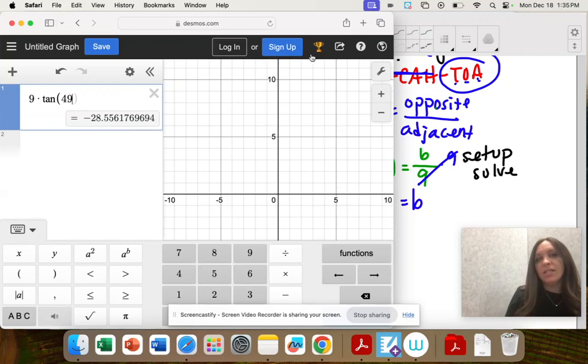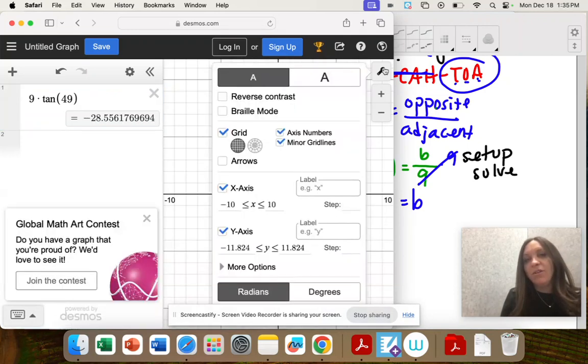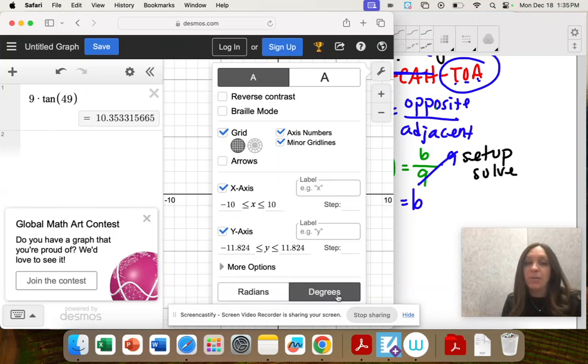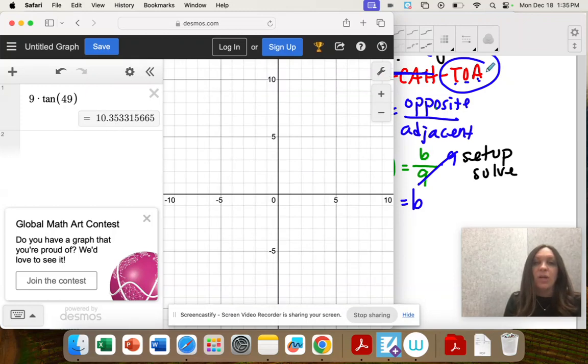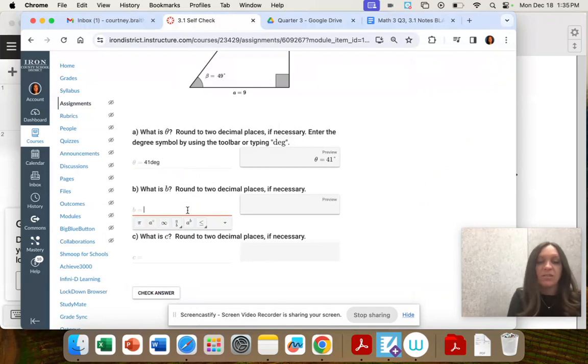It's because whenever you open Desmos graphing in your settings, you're in something called radians, which is something that we're learning about later. But it's a way to measure angles. We want degrees. Right now we're talking about degrees. So you always need to go make sure when you're in graphing that you're switched to degrees. And that answer is 10.35. Am I rounding to 2 decimal places? Yep.